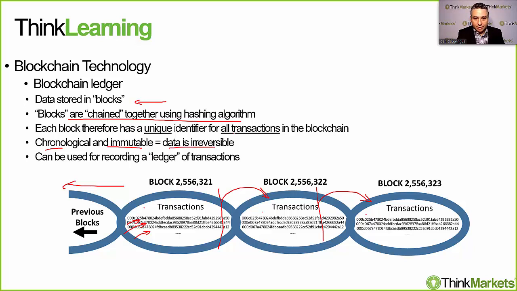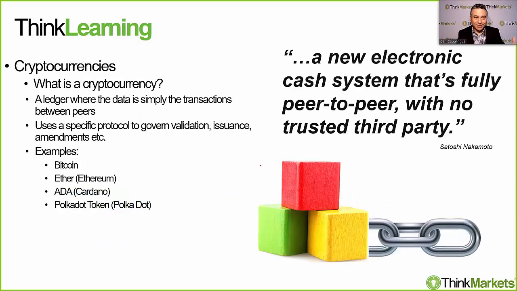Each block has a unique identifier for all transactions in the blockchain. So each block effectively contains all of the transactions that ever occurred. And that really is amazing. Very handy for recording, I should say, a ledger of transactions. So from day dot. If you think about what that means, why is that important? Why do we need to record a ledger of transactions from day dot, an irreversible ledger of transactions?